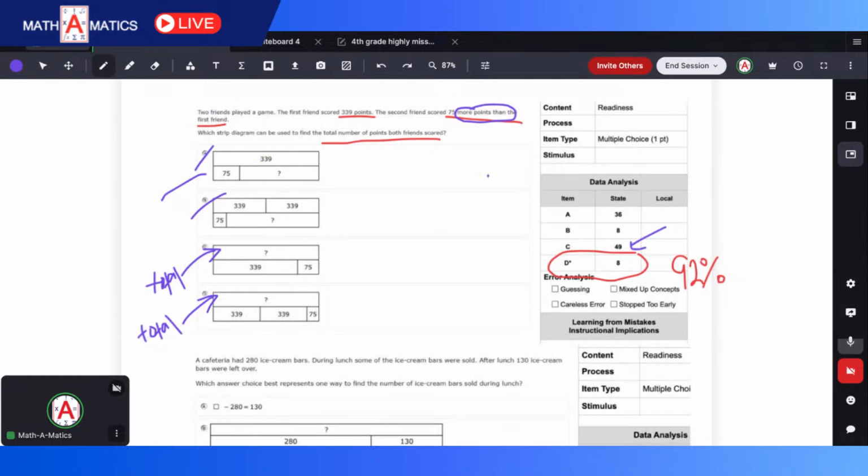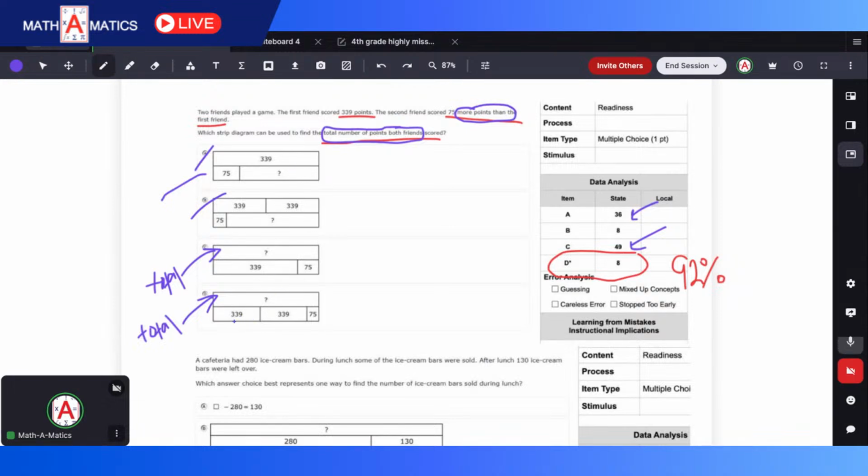Well, some of our students, as we see here, 36% chose this one. They thought the 339 was the total, and that the 75 the friend scored, this missing piece, was going to find us the total. But what they forgot was we have to have the total of both friends, not just one friend, but both. So this D satisfies both.